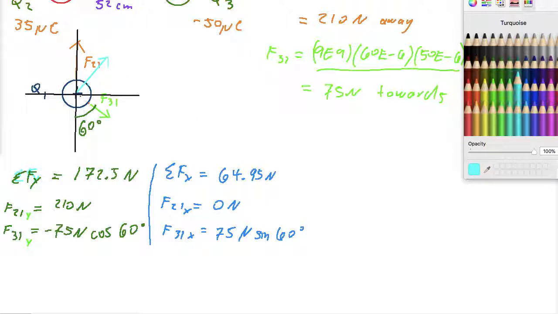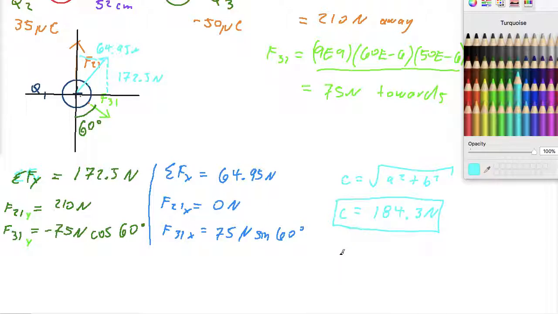Remember, magnitude is calculated using the Pythagorean theorem. A squared plus b squared equals c squared, right? Now that we know that our y is 172.5 newtons and that our x is 64.95 newtons, we need to find the hypotenuse. c is equal to the square root of a squared plus b squared, which in this case is just either of these squared, take the square root, and I am going to get 184.3 newtons for my hypotenuse. So that is the magnitude of my force.